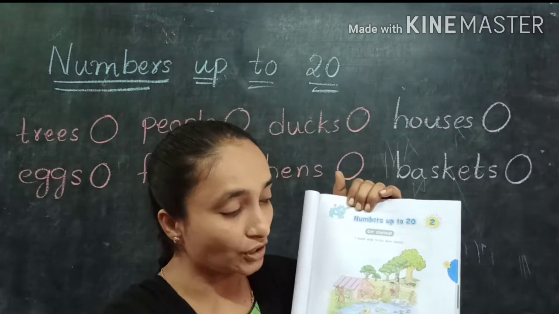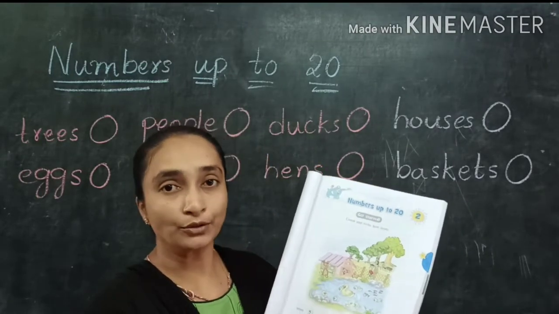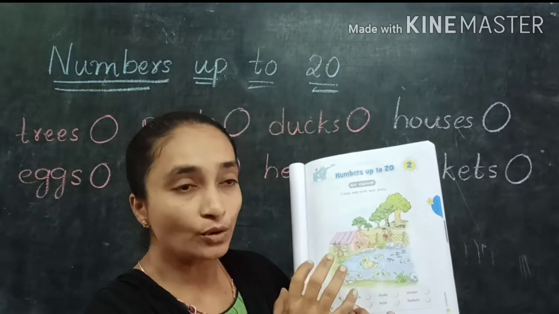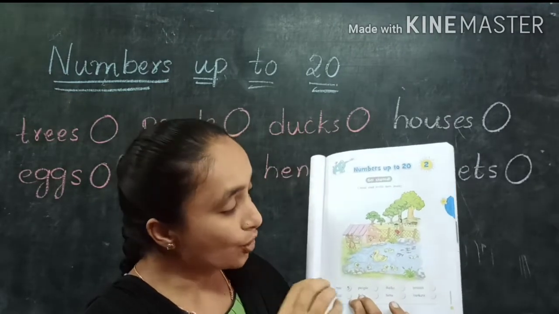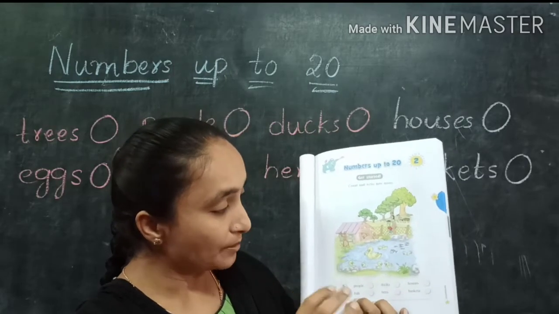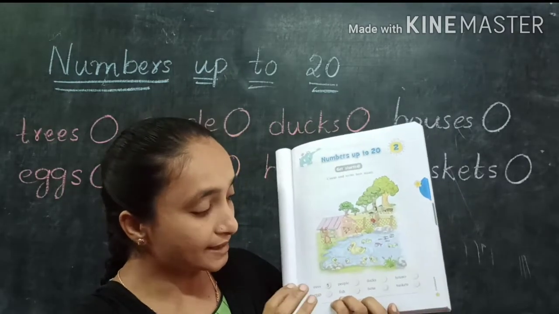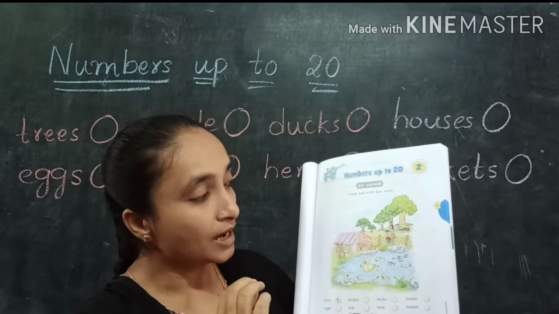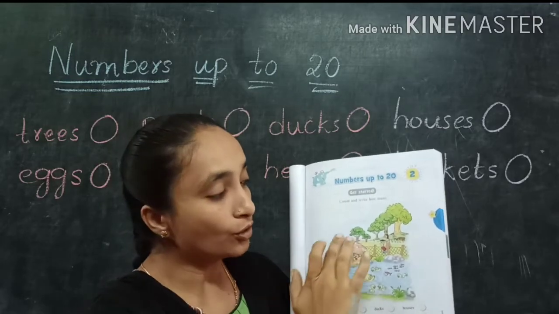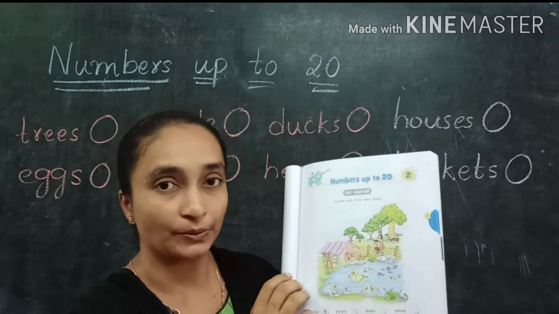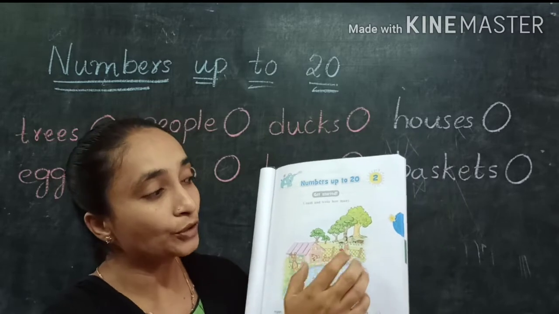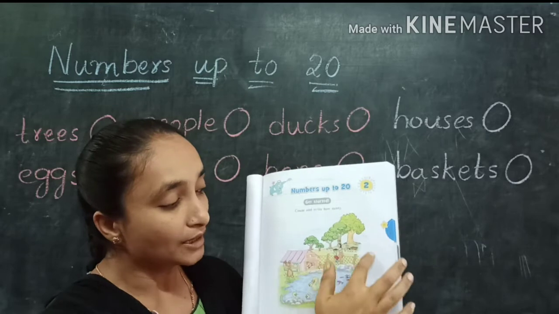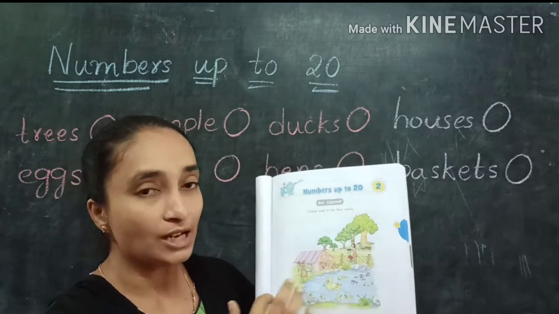First we can see the picture carefully here. We have to observe the picture carefully. In this picture we have so many things. For example, trees, eggs, people, fish, ducks, hens, house, baskets. So many things we can observe in the picture. All of you, see the textbook page number 77. Here we can see the picture. Count and write how many.